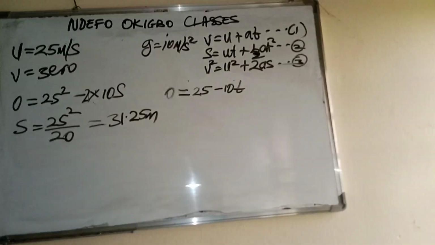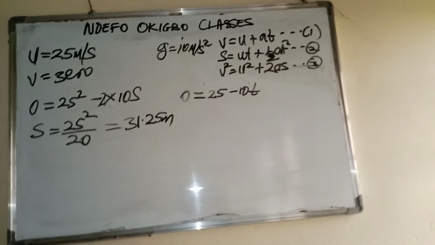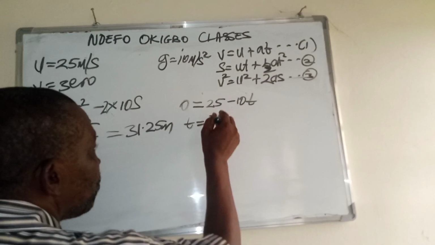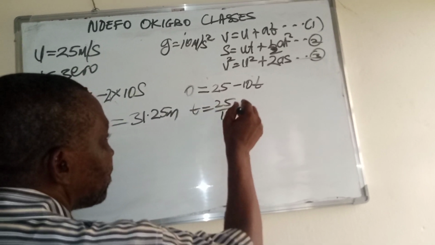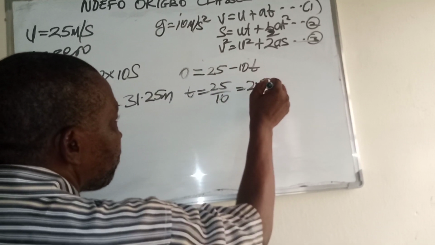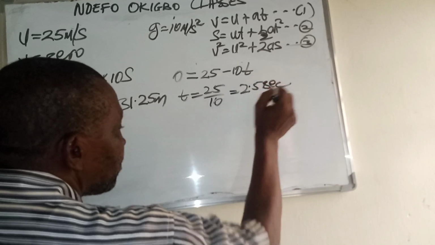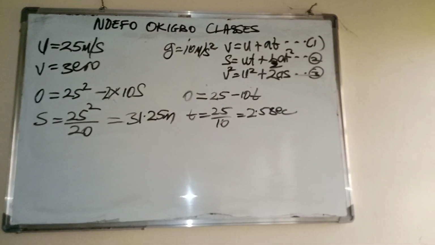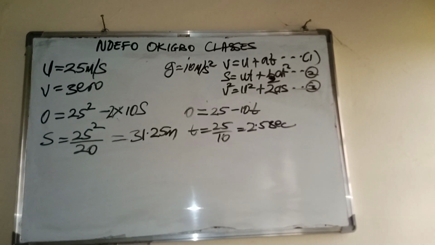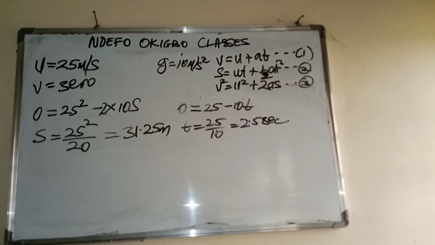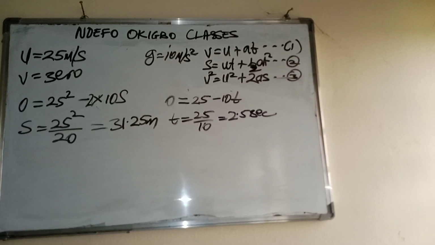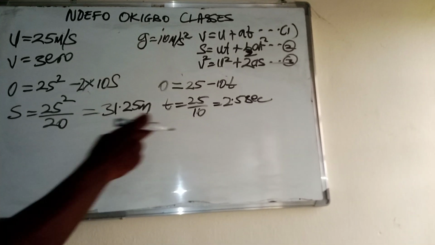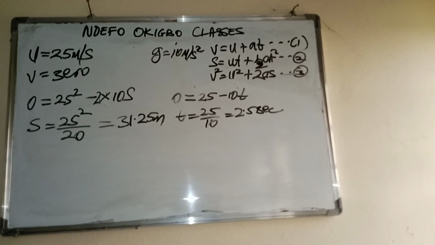So to get the time to travel the highest height, t is equal to 25 over 10, which is equal to 2.5 seconds. That's what he used to get to the highest height. Then the next question says, what time did he use to come back to the thrower? It is double the time. It is 2 times this, which is 5 seconds.